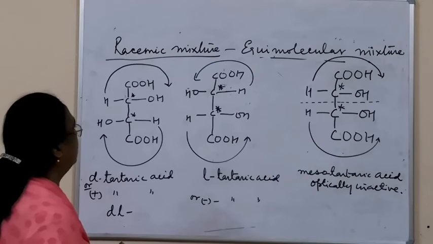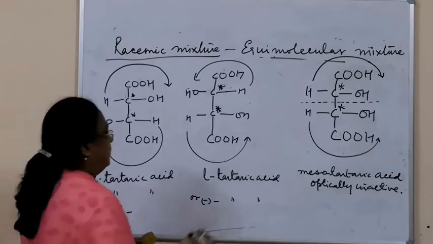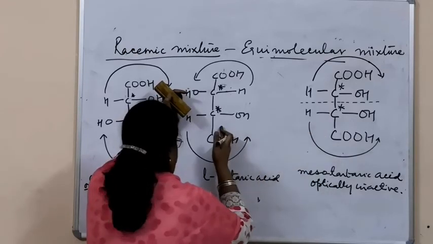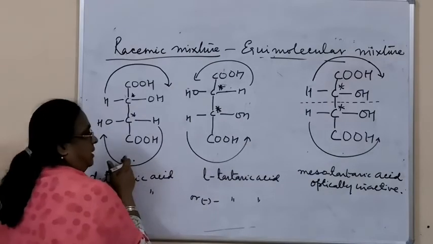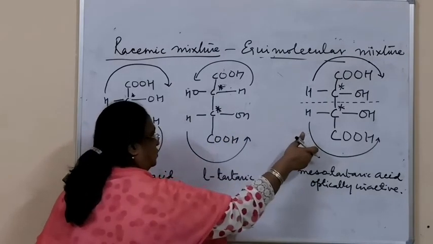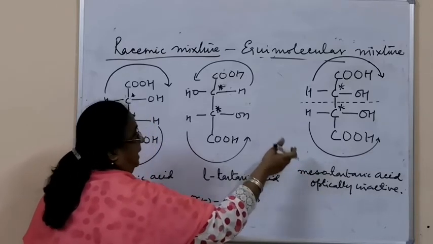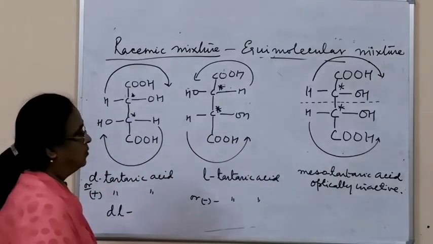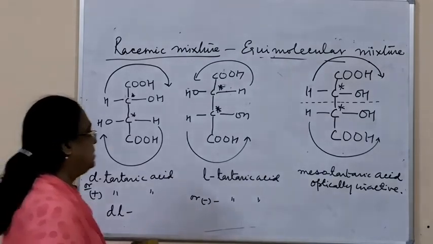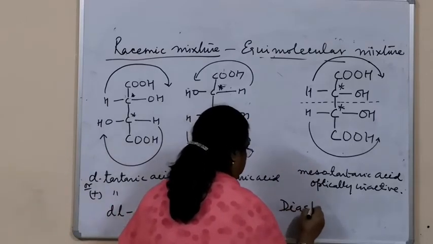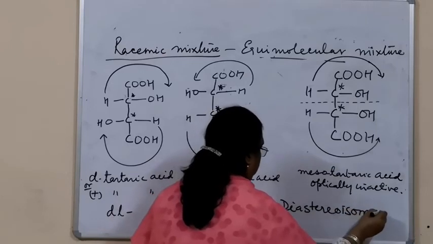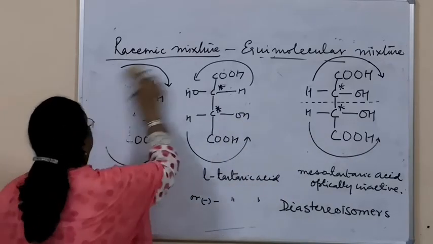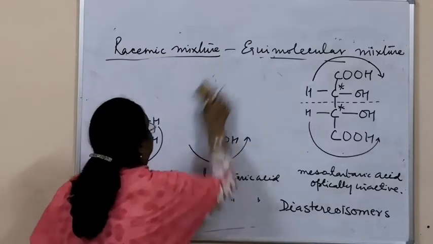So now one thing more I will tell you, students: if you relate the meso form with the levo form, you imagine a mirror. So this is not the mirror image of this, and this is also not the mirror image of this. So this is an optical isomer of tartaric acid, but is not an enantiomer of this, and also not an enantiomer of this. So when an optical isomer is not an enantiomer, then those isomers are called diastereoisomers. So these two are diastereo. These two are diastereoisomers.